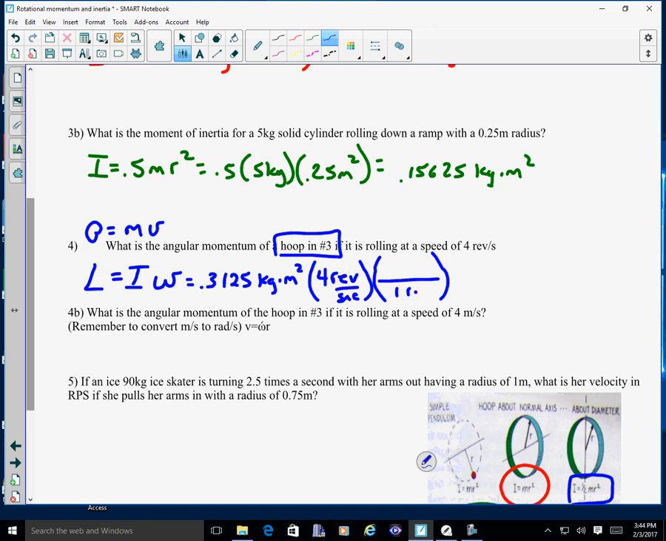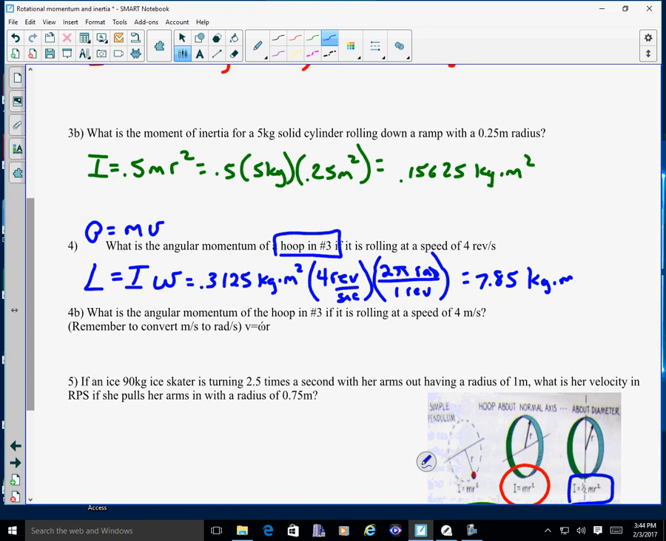You just shove them all together, and you get kilograms dot meters squared. I don't know if that radian canceled out or not. I'm going to put it in there, but I think it cancels. All over seconds. So pretty nasty units for that.